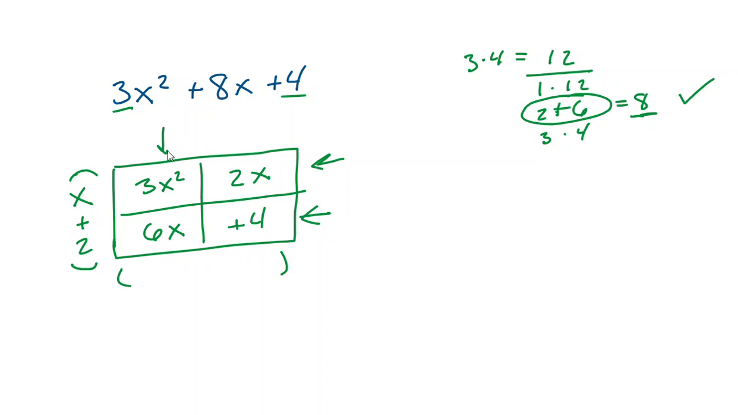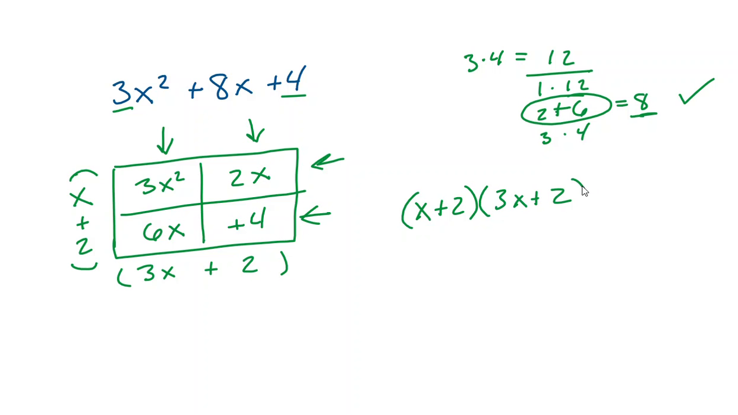3x squared and 6x have a 3x in common. And 2x and 4 have a 2 in common, it's positive 2. So the answer is x plus 2 times 3x plus 2.